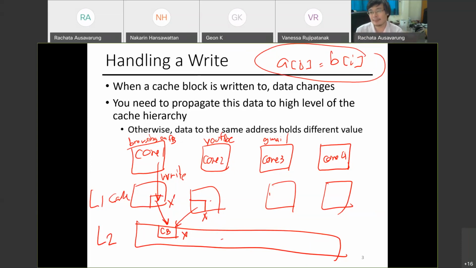Basically, if this happens, how can I make sure that this gets updated to X prime and this somehow gets updated to X prime? And then the cache block with this same data in DRAM is also updated to X prime. So this is basically the process of handling writes, right?